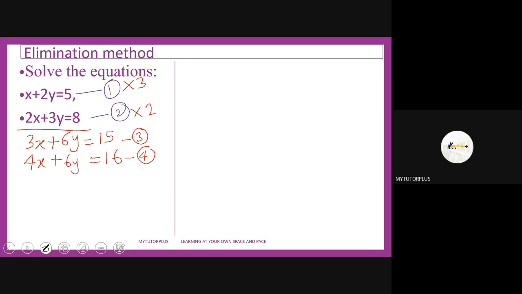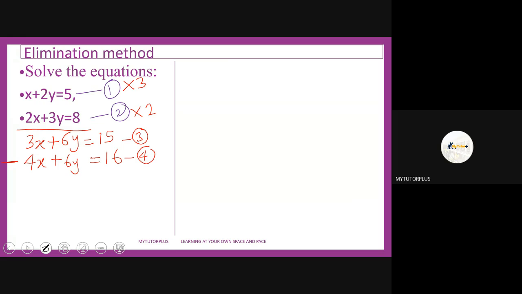Now, from what you have, check equations 3 and 4. Is there anything that we can eliminate there? Which one can we eliminate from this? 6y and 6y. Since you have identified that there's something we can eliminate there, what was the rule that I gave you? If they have the same sign, what are we going to do? Subtract. So you put minus at this corner here. Because if you check 6y and 6y, they have plus and plus, so you subtract.